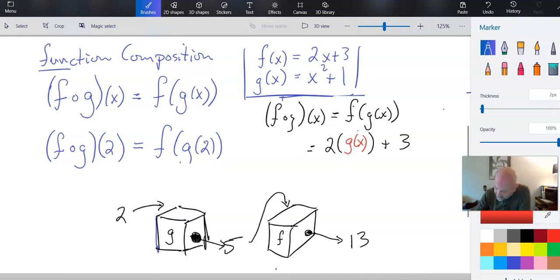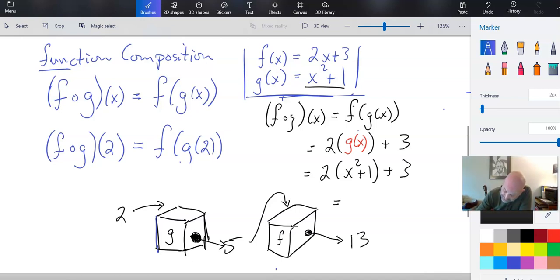Okay, well, if we stop and think about it, what is g of x? G of x is x squared plus 1. So now I'm just going to put an x squared plus 1 here. And from there, I can go ahead and distribute this 2 and collect any like terms I have.